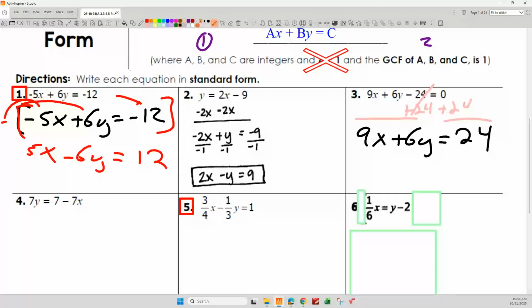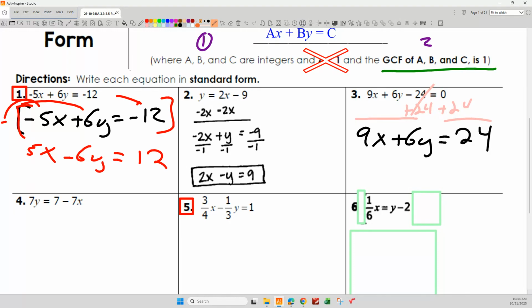Done? Anybody see anything else? There it is, right? What's the other rule? The other rule is we said, remember, that the greatest common factor of A, B, and C, of all the coefficients, has to be 1. Well, there is a number other than 1 that divides into 9, 6, and 24. And what is it? 3.